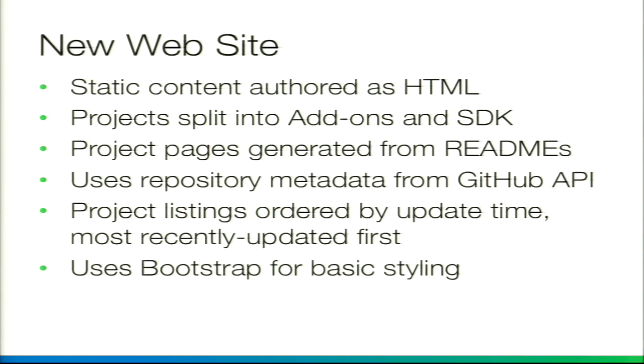So we generate a project page for each of the add-ons within the website based on the README content. As well as the README content, I actually have a script that pulls in from the GitHub API information about each project. One of those metadata values that the GitHub API exposes is an update time. So it tells you the last time that a check-in was made or an issue was updated or something like that. So that's a timestamp that it gives you from that API.